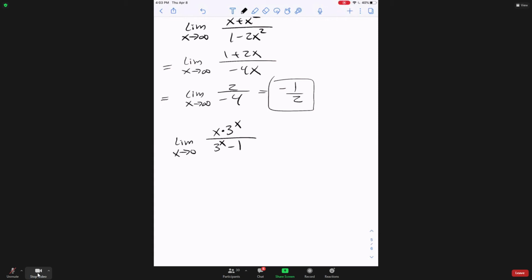Okay, let's go over this. So if you plug in 0, you get 0 times 3 to the 0 over 1 minus 1, which is 0 over 0. All right, so L'Hopital's rule applies. So now we're going to take the limit as x approaches 0. Let's do that in black.